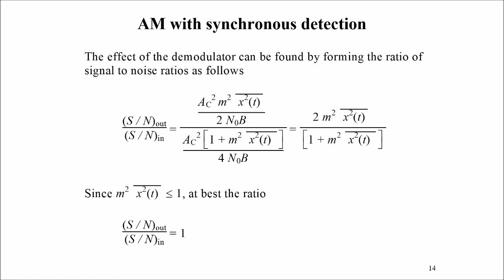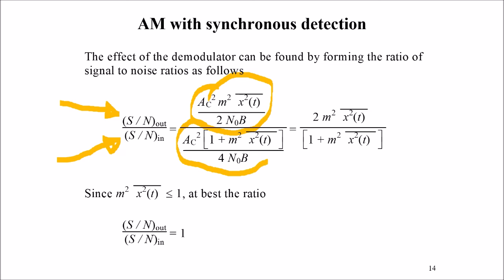So now we're ready to look at the performance of this demodulator in terms of signal to noise ratios. So we take the signal to noise ratio at the output and compare that to the signal to noise ratio at the input. If you look back on the previous slides, in the top of the fraction we have the expression for the signal to noise ratio at the output, and then the bottom of the fraction is the expression for the signal to noise ratio at the input. And after everything cancels that can cancel, we are left with this expression, 2 times M squared X squared time average divided by 1 plus M squared X squared time averaged.